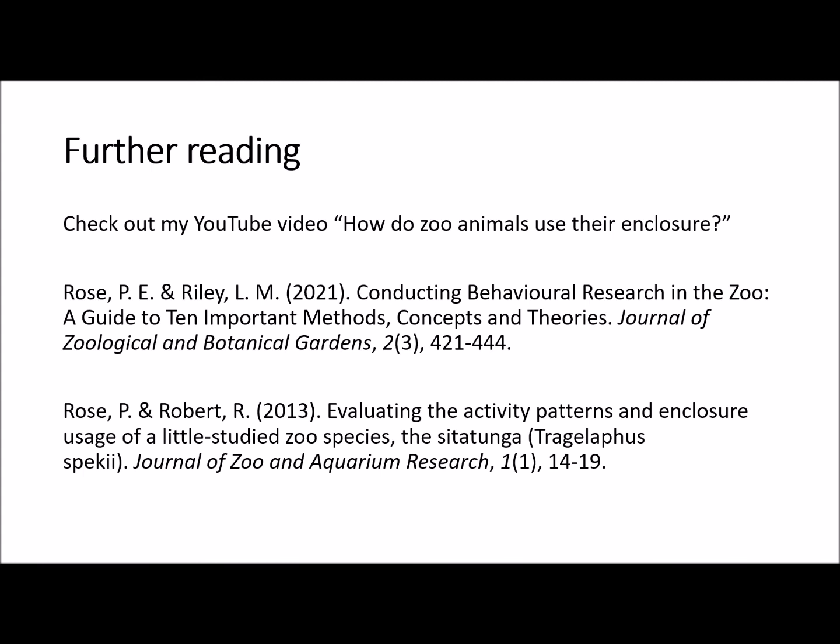And for those of you wishing to have a very specific example of how enclosure usage data can inform on animals' responses to their environment in the zoo, do please see the paper that I published in conjunction with my research student Ryan that correlated time activity patterns and enclosure usage data of Sitatunga, an African antelope, to better understand how the animals were using their space and why they were using their space in that particular manner.